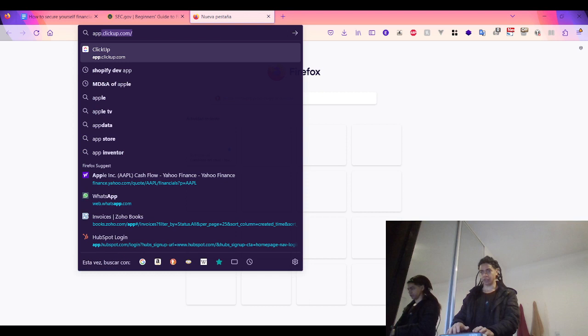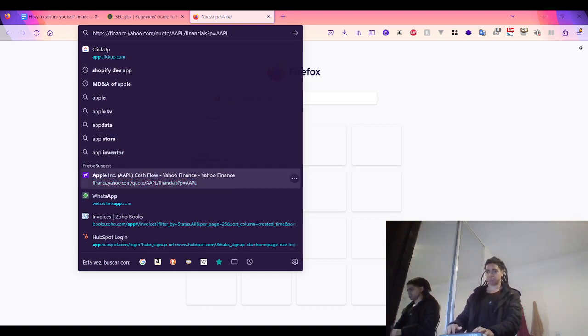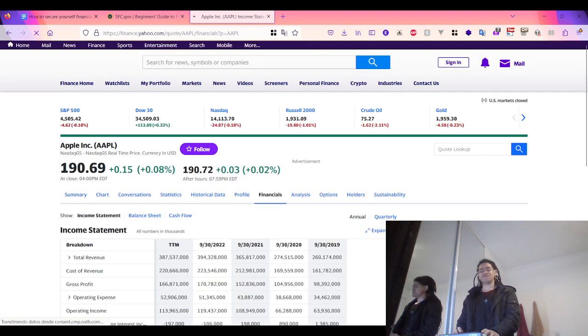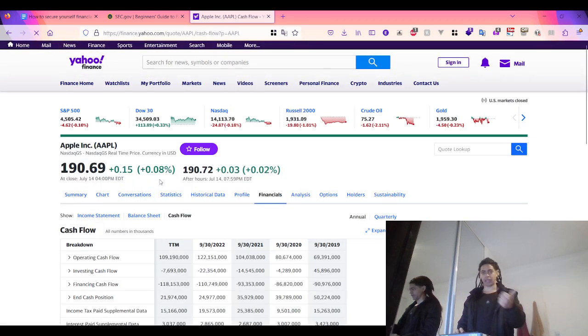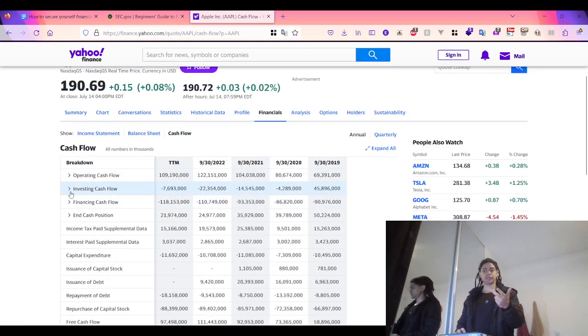So if we take a closer look here at the Apple statement, investing activities, I mean. The investing activities refer usually to the purchase or sale of long-term assets, such as property, plant, and equipment, investments, as well as intangible assets, leasehold improvements, okay?